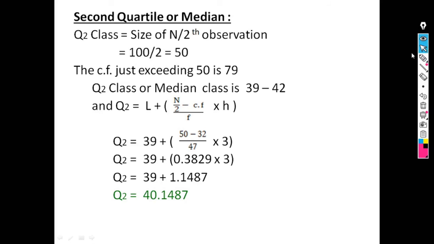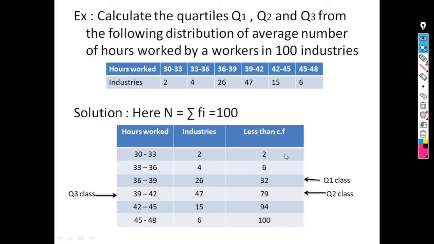Now we have to check the cumulative frequency which is just greater than 50. 2 is less than 50, 6 is also less than 50, 32 is also less than 50. This means all these three values are less than 50. Then the first value which is just greater than 50 is 79. So this is our Q2 class, which means 39 to 42 is our Q2 class. Here the lower limit is 39 and the cumulative frequency is 79.